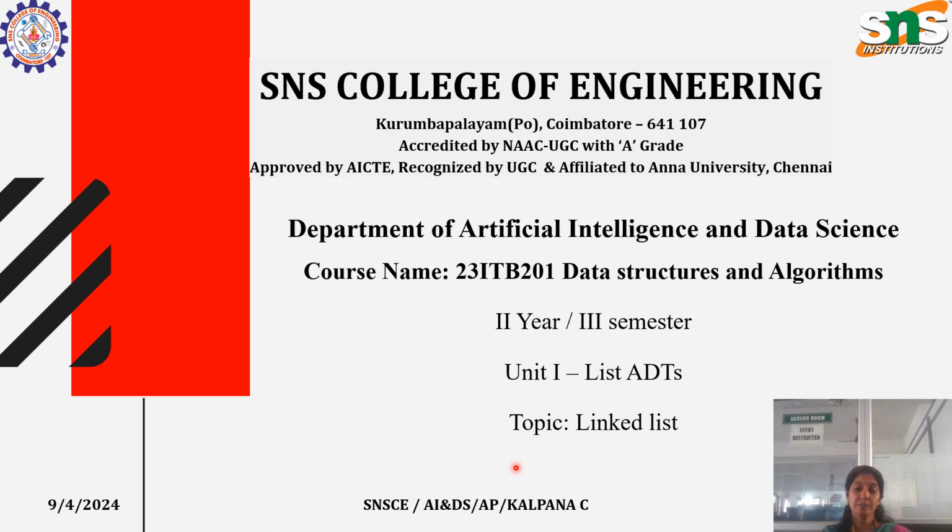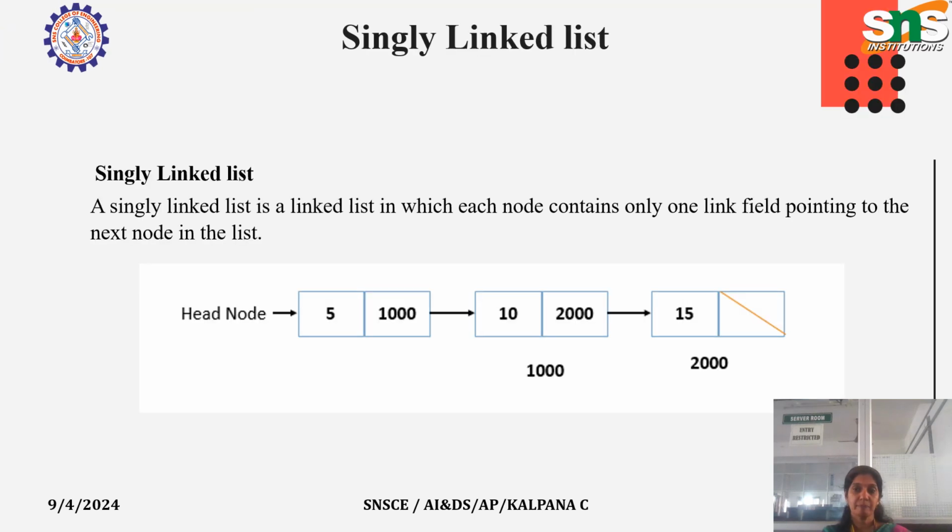Hello everyone. Today I'm going to discuss singly linked list. There are three types of linked list available: singly linked list, doubly linked list, and circular linked list. Today we are going to discuss singly linked list.